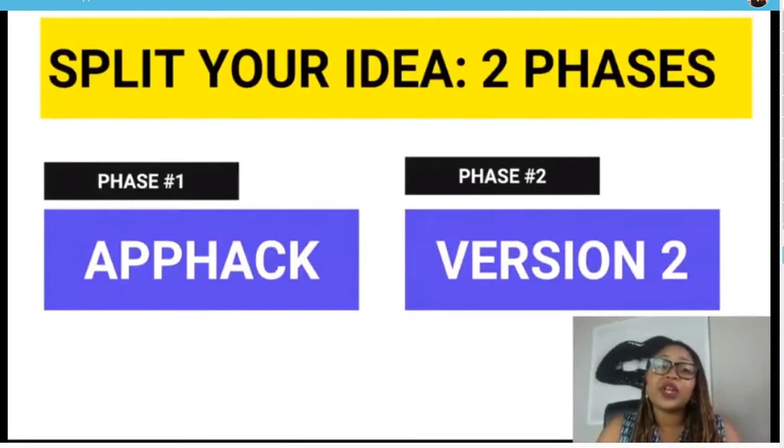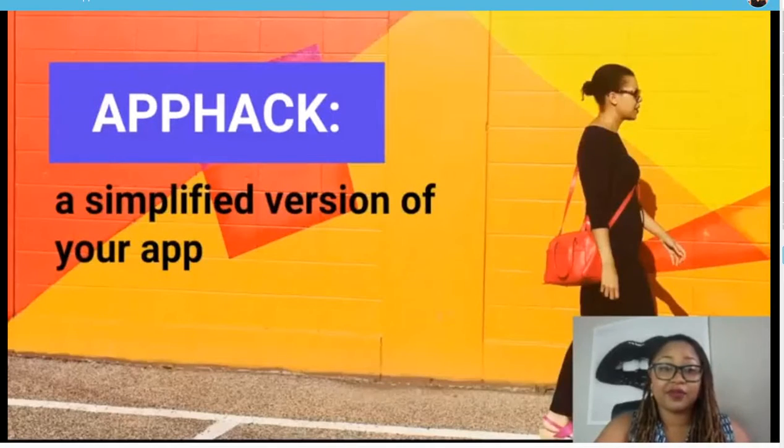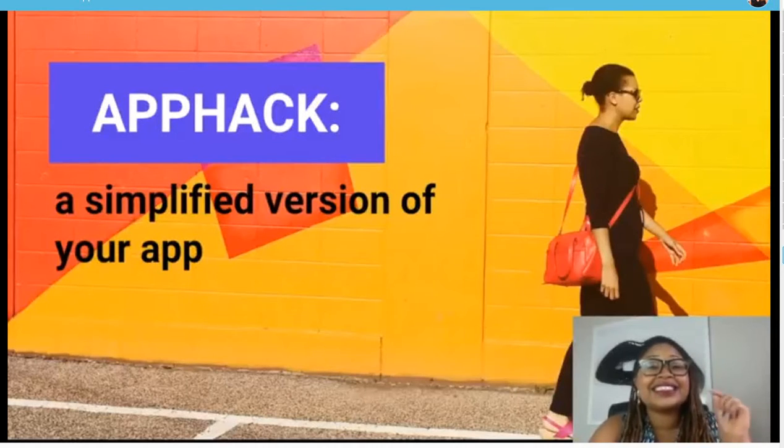So the first thing you want to do is split your app idea into two phases. Phase one, I like to call the app hack, and I'll go into detail about what exactly an app hack is. Then phase two is where you're going to actually build version 2 of your app. This is probably what you're envisioning your app to look like when it's done. That's going to be version 2. Version 1, phase 1, is going to be creating an app hack. An app hack is a simplified version of your app.